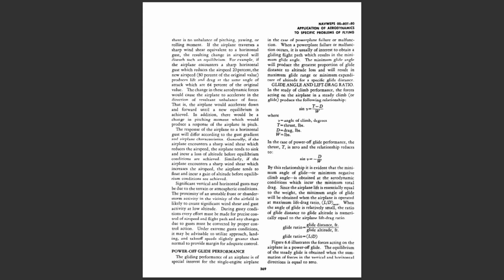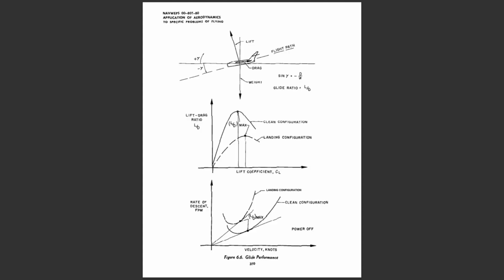By this relationship, it is evident that the minimum angle of glide, or minimum negative climb angle, is obtained at the aerodynamic conditions which incur the minimum total drag. Since the airplane lift is essentially equal to the weight, the minimum angle of glide will be obtained when the airplane is operated at maximum lift-to-drag ratio, L over D max. When the angle of glide is relatively small, the ratio of glide distance to glide altitude is numerically equal to the airplane lift-to-drag ratio. Glide ratio equals glide distance in feet over glide altitude in feet, or glide ratio equals L over D. Figure 6.6 illustrates the forces acting on the airplane in a power-off glide.